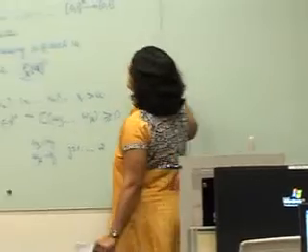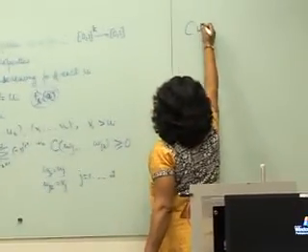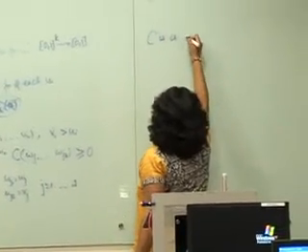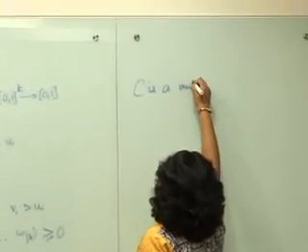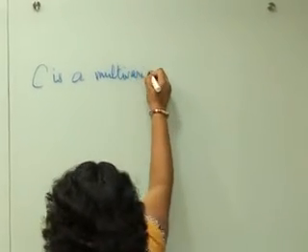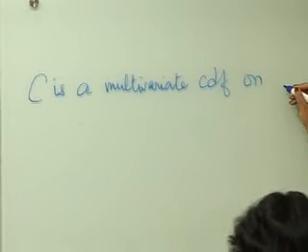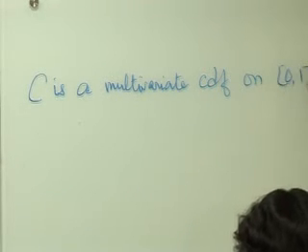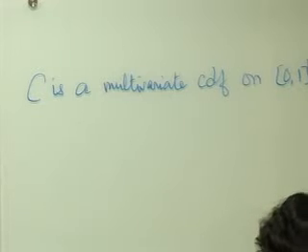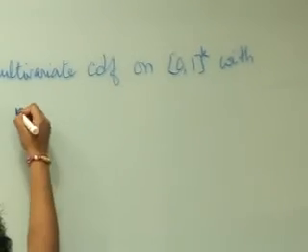So what that means is that a Copula function is in particular a multivariate CDF on [0,1]^k with uniform 0, 1 marginals.